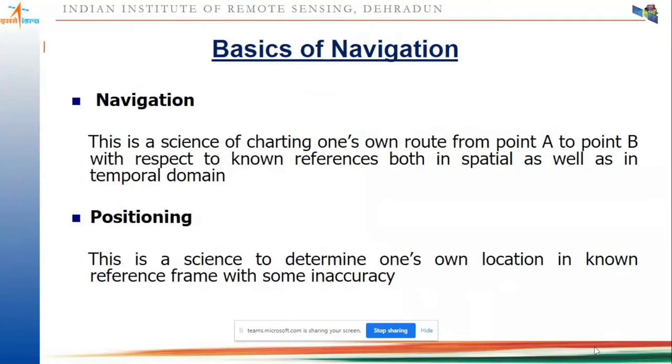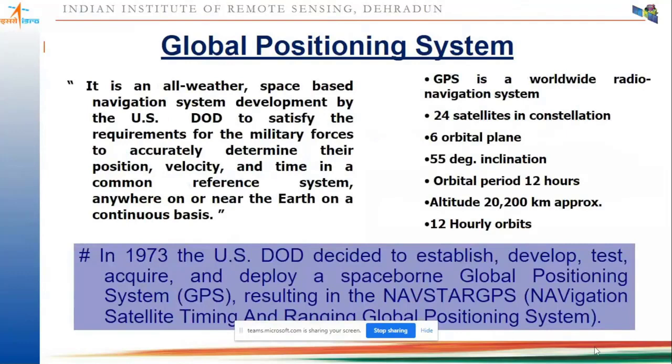It is very useful for navigation and similarly for finding a position. It is a science to determine one's own location in a known reference frame with some inaccuracy, or in other words, to get the position in a more precise way. So it is basically to find out our own position, or the locations of some objects. Very commonly we use the Global Positioning System, which is very well known.